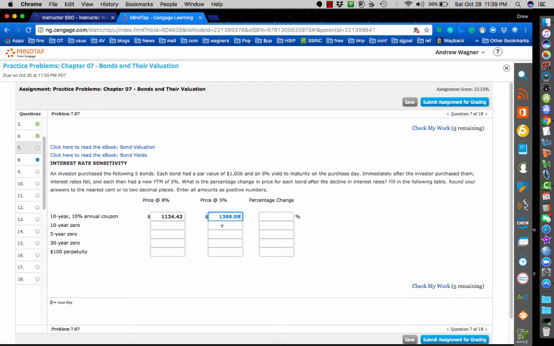So we would take that number and divide by 1134.42, subtract 1, and I'm getting 22%. It's increased by 22%, or 22.184. Close enough. For the 10-year zero, here we just change payment to 0.